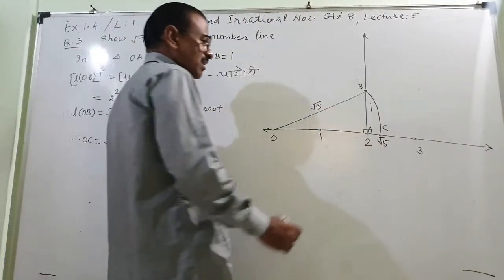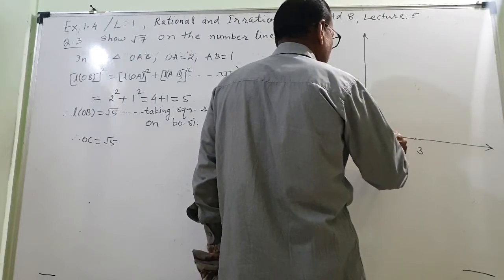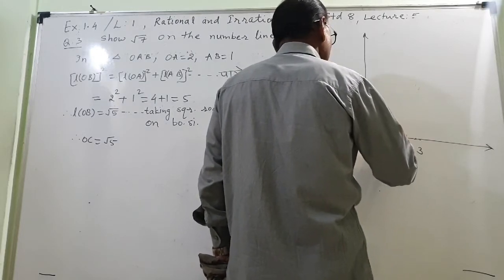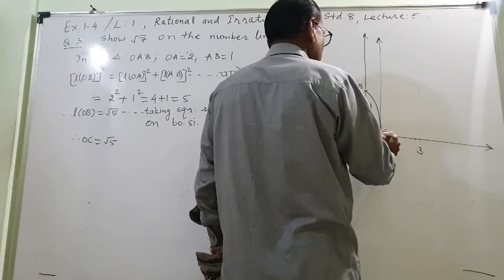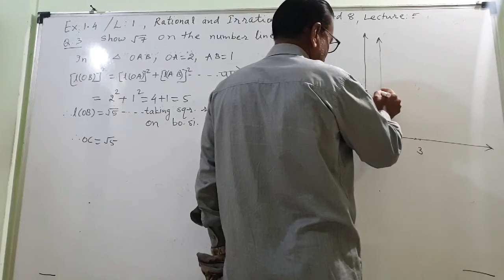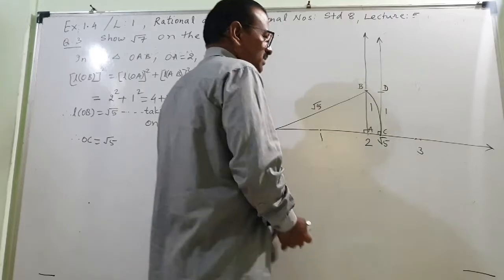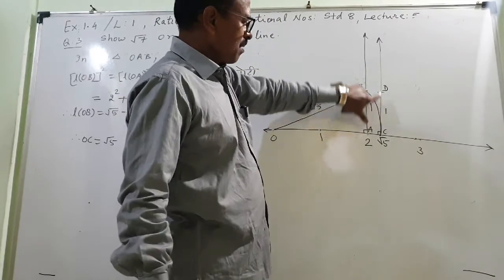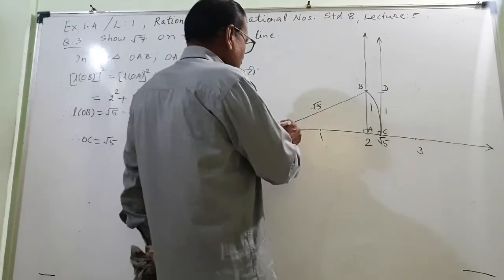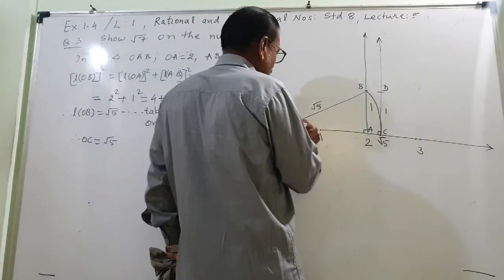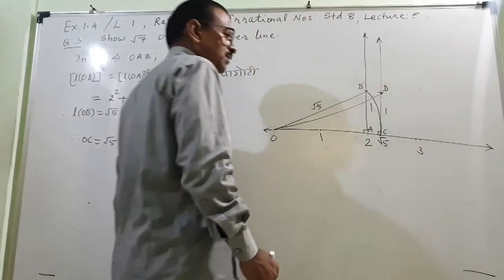Now from here I will draw a perpendicular. This is your point C. From here draw a perpendicular like this. Mark a distance 1. This point is D. Same thing, draw a perpendicular, this is one distance. Join this OD.